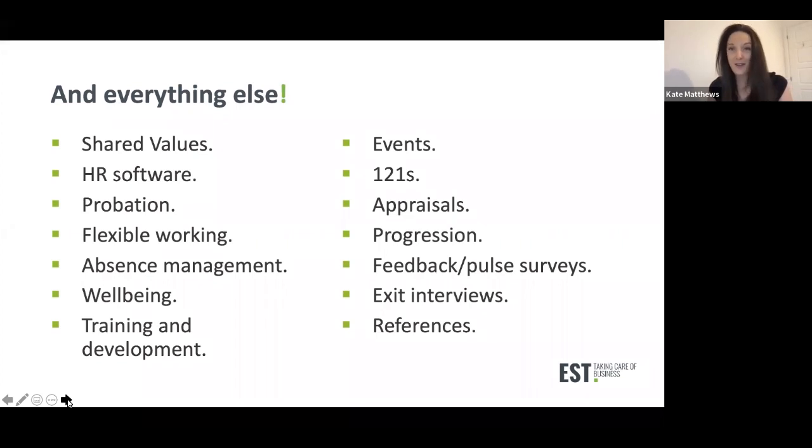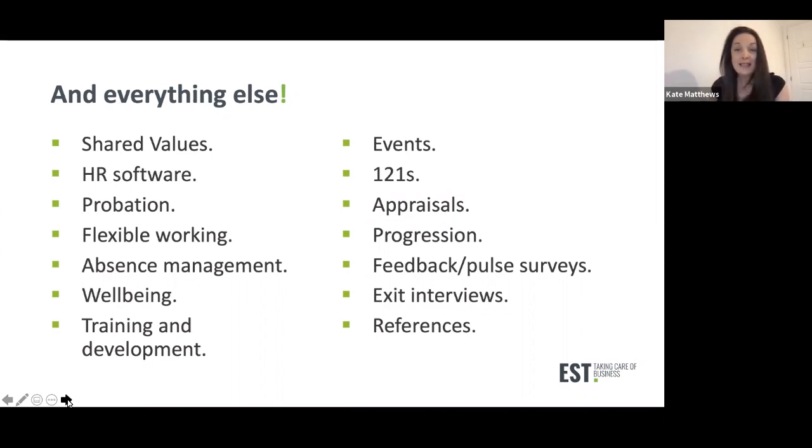Events, are you going to have an annual Christmas party? HR nightmare. Please be careful with where you go and how much alcohol is consumed, because you can imagine for us in HR, January is a very busy month sorting it all out. How are you going to communicate with your employees in terms of things like one-to-ones? How are you going to give them continuous feedback? Are you going to do appraisals? How will you progress them in the organisation?